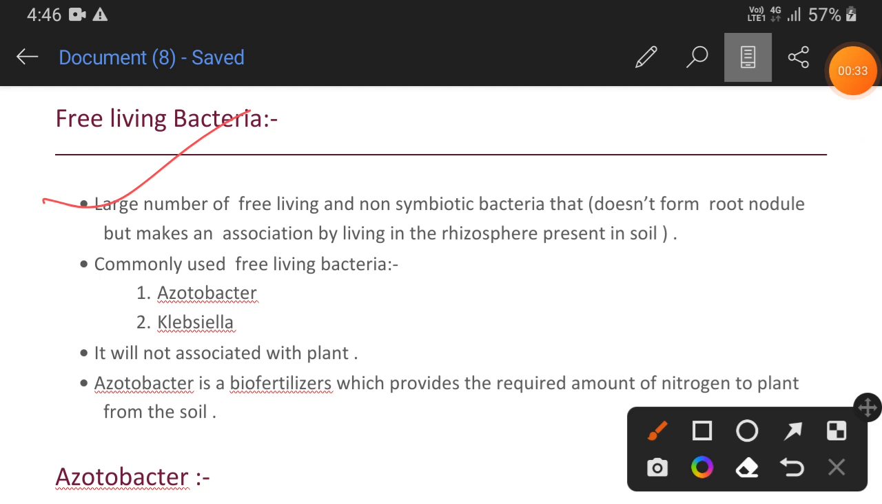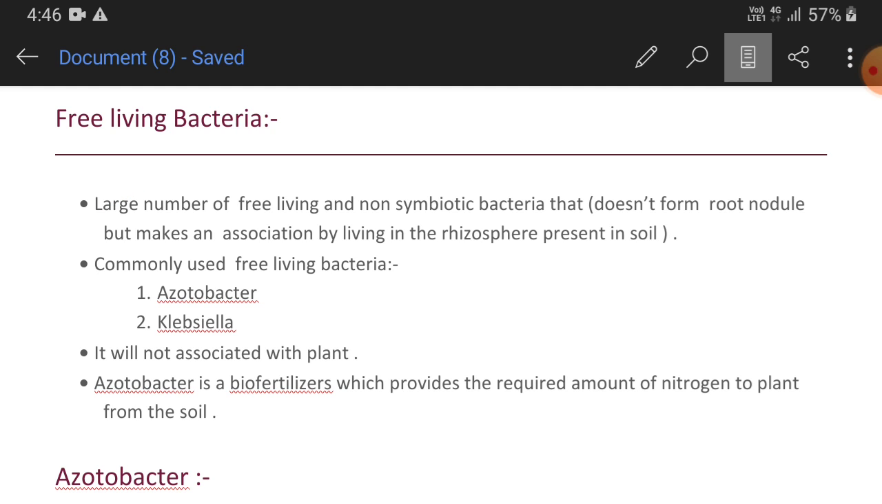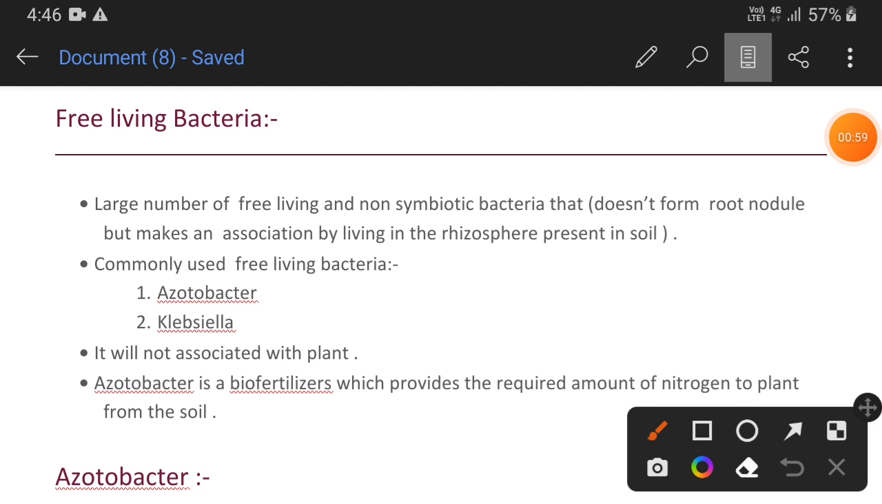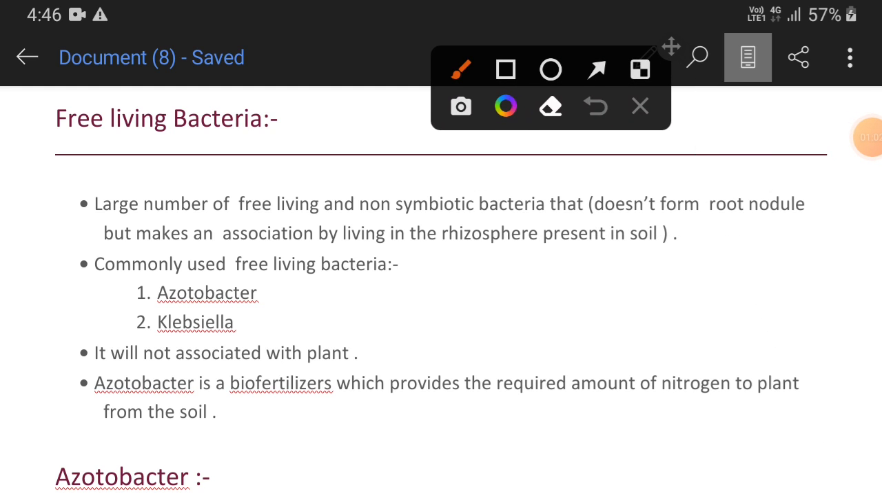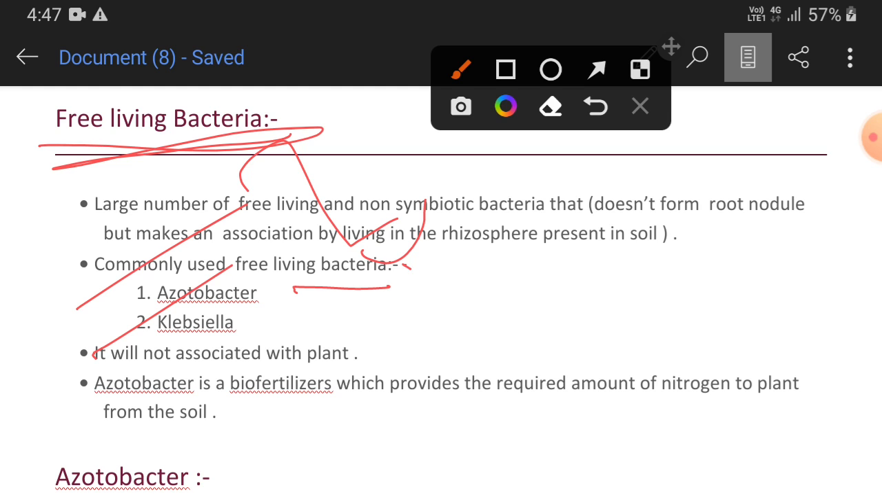So let's start. In previous videos we have discussed symbiotic nitrogen fixing bacteria such as Rhizobium and Azospirillum, right? Among them, Rhizobium is for leguminous plants, and Azospirillum is for cereal plants. So both are symbiotic nitrogen fixing bacteria. That means they make an association with the plant and also provide nitrogen for the plant. But free living nitrogen fixing bacteria do not show any kind of association. They fix atmospheric nitrogen in soil for plants. Examples are Azotobacter and Klebsiella. So we are going to discuss Azotobacter in detail.